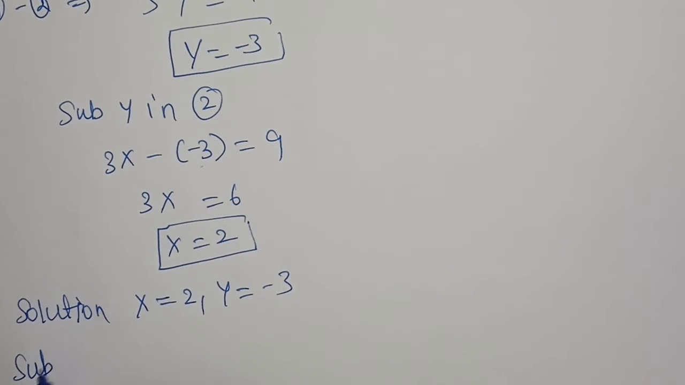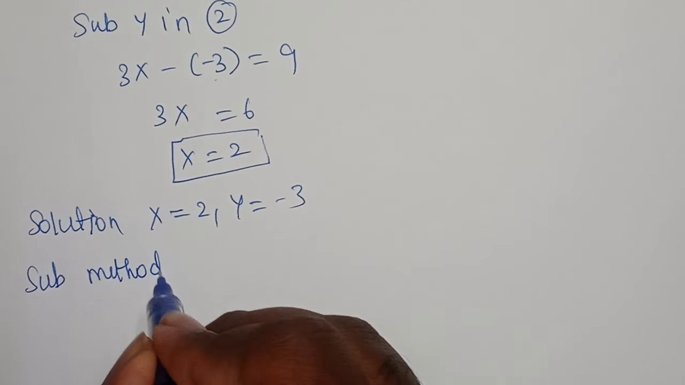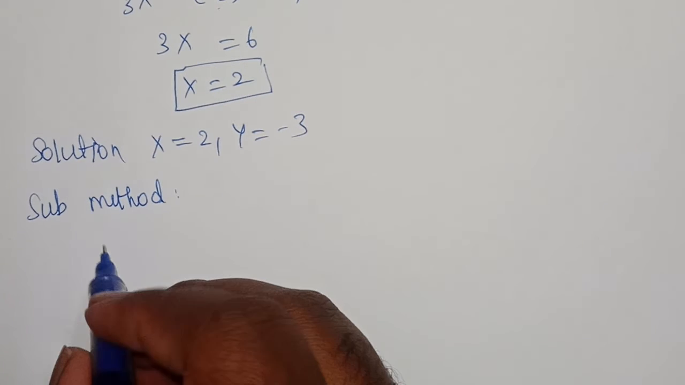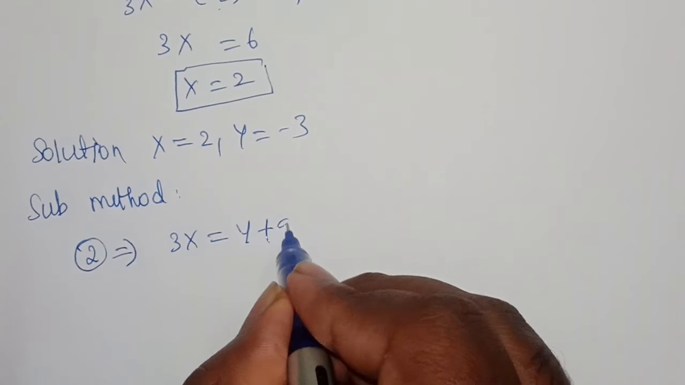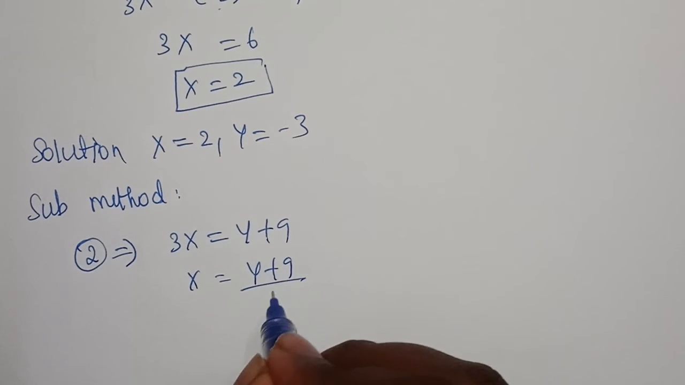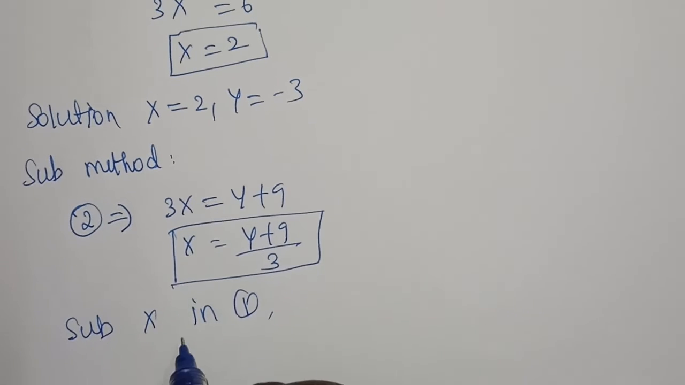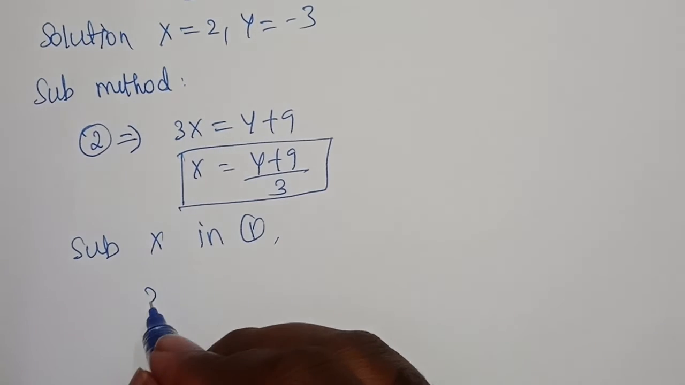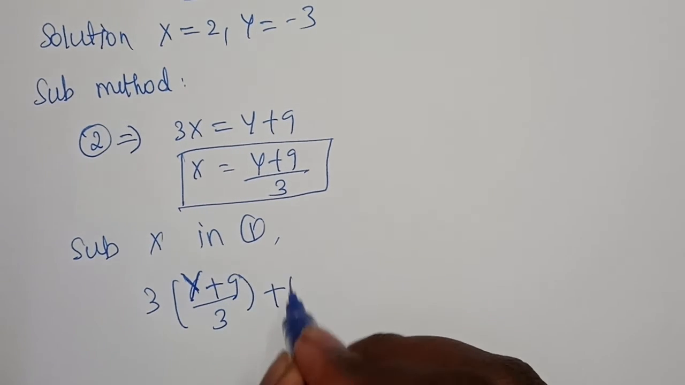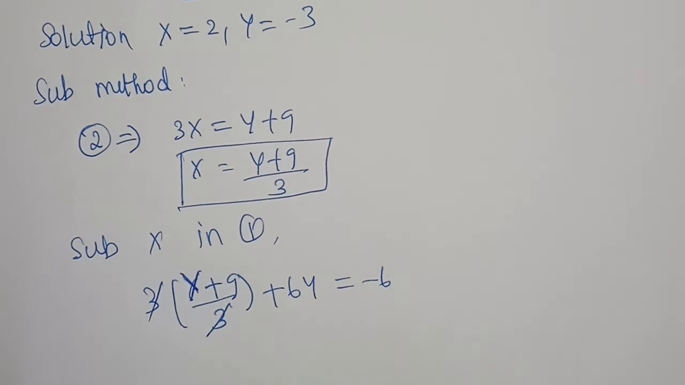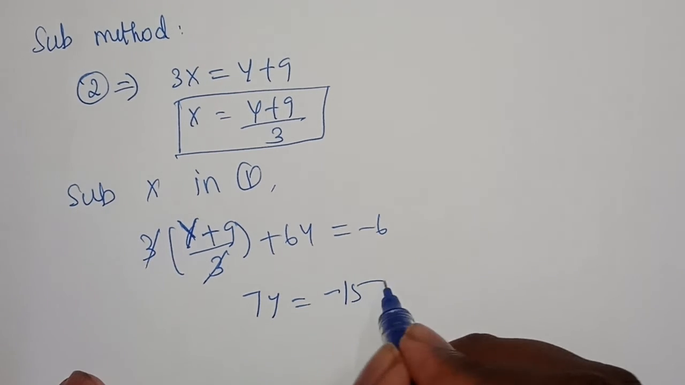Using the substitution method, I will take the second equation, 3x equal to y plus 9. x is equal to (y plus 9) divided by 3. Substitute x in equation number 1. We get 3 into (y plus 9) divided by 3 plus 6y equal to minus 6. The 3 cancels.